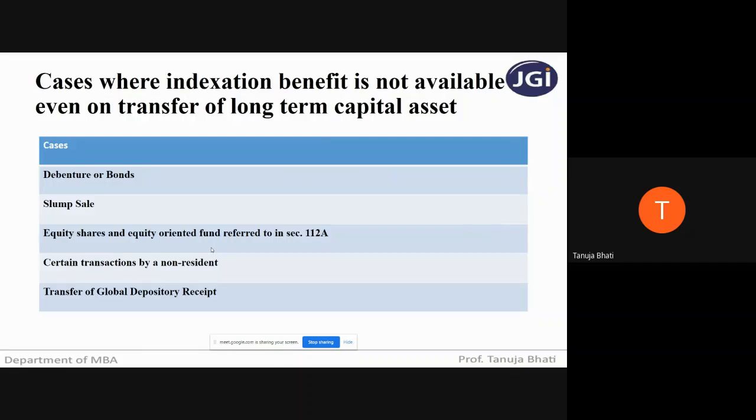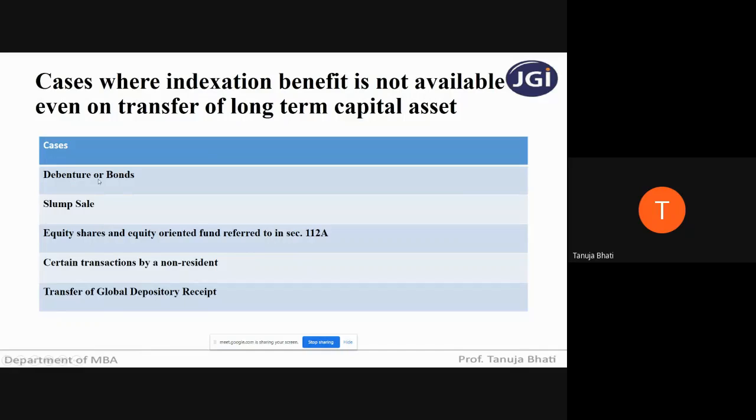Now, yesterday we saw that if a particular asset falls under a long-term capital asset, indexation benefit is given. But in these slides we are going to see some cases where indexation benefit is not available even on transfer of a long-term capital asset. There are certain situations where, even if the asset is categorized as long-term, indexation benefit will not be given.